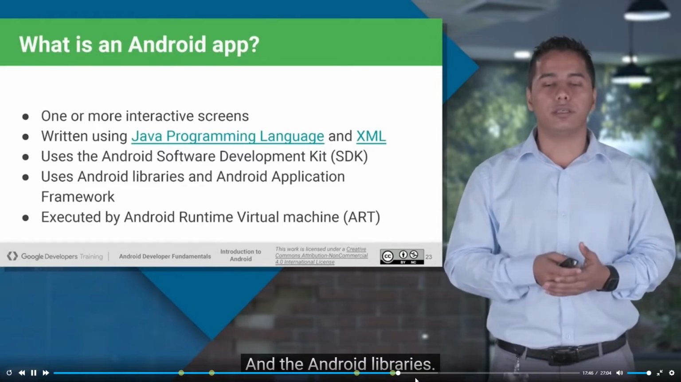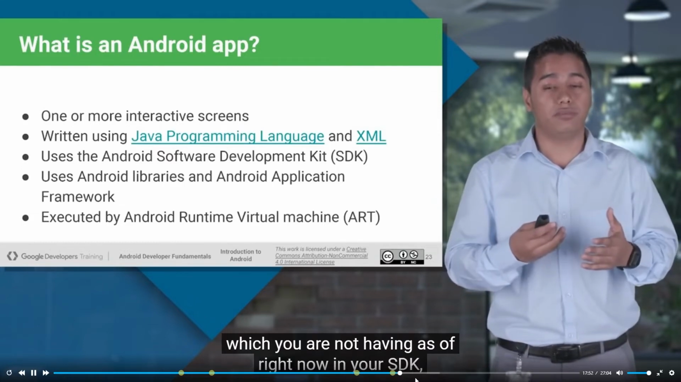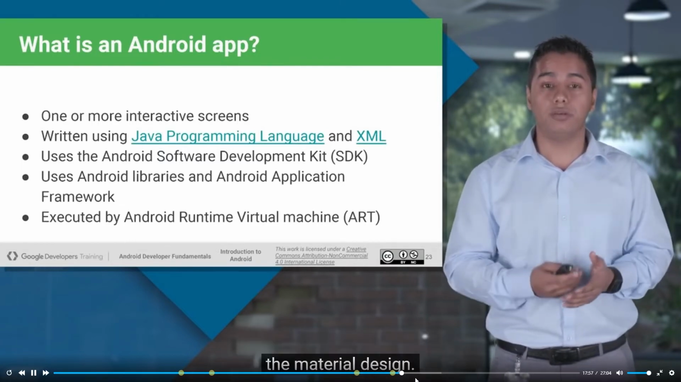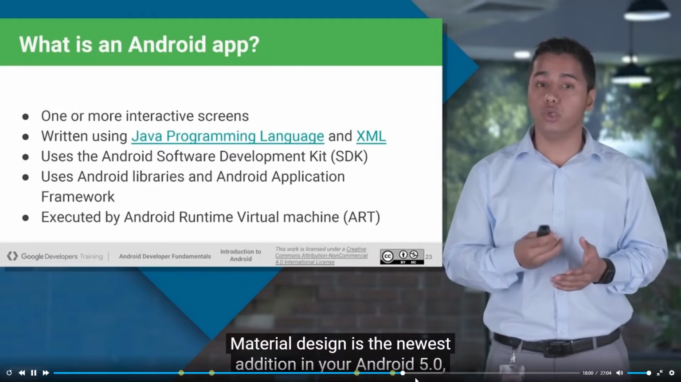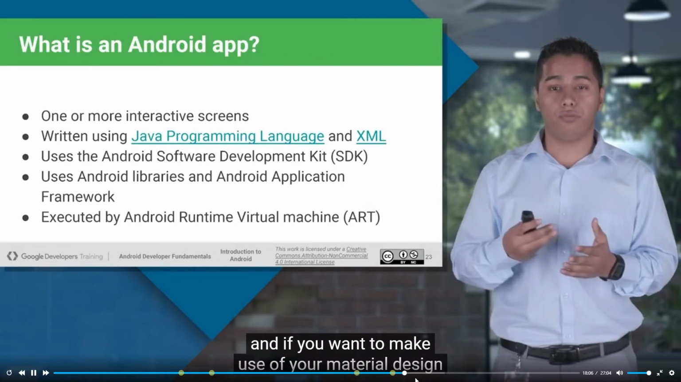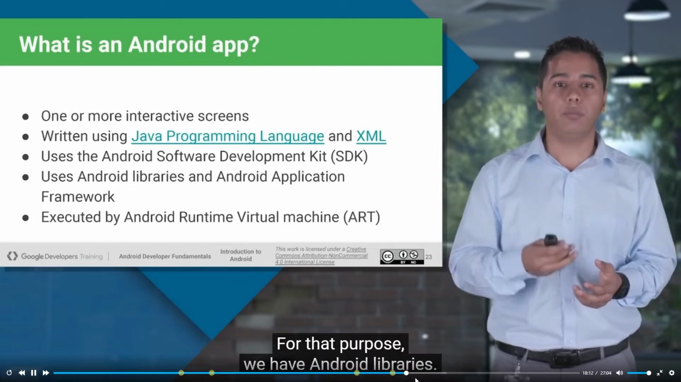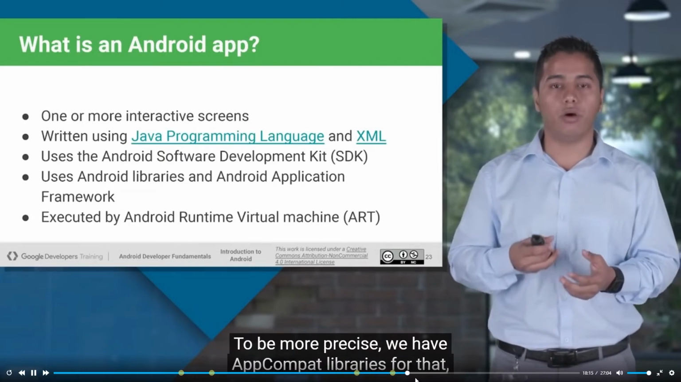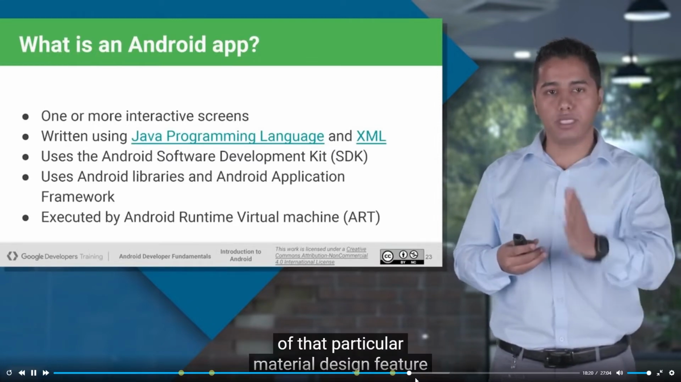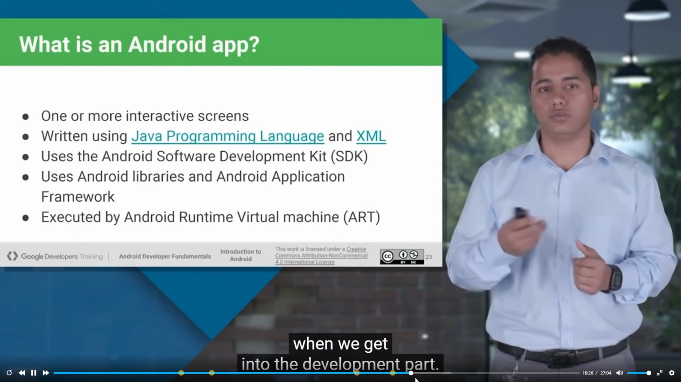And of course, you will be needing your Android SDK, that is your software development kit, and the Android libraries. Now these libraries give you some extra features which you don't have right now in your SDK. So these libraries will give you, for example, material design. Material design is the newest addition in Android 5.0, and if you want to make use of material design in versions below 5.0, you won't have access. For that purpose, we have Android libraries, or to be more precise, we have AppCompat libraries, which will give you access to that material design feature even in your lower versions. So we'll talk more about it when we get into the development part.